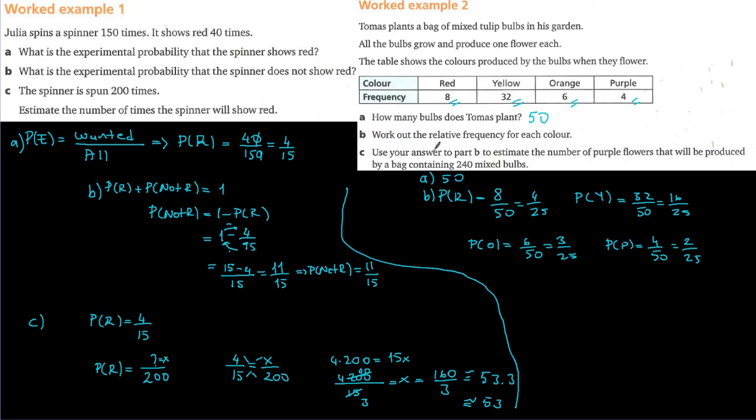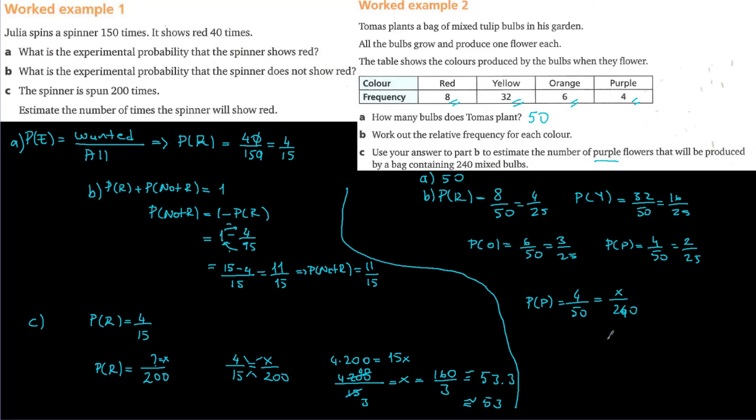Okay, we're going to use our answers in part B to estimate the number of purple flowers that will be produced by a bag containing 240 mixed bulbs. So it means that the probability of purple is 4 over 50, and for 240 bulbs, how many purple bulbs will grow?